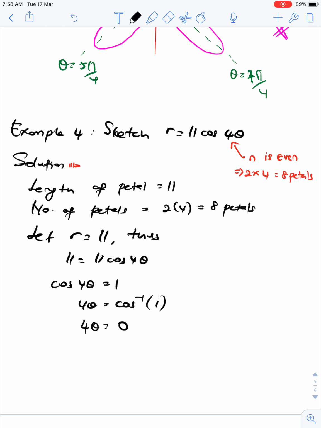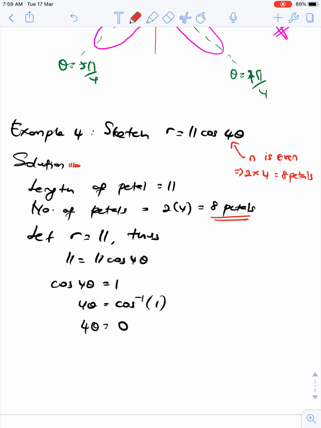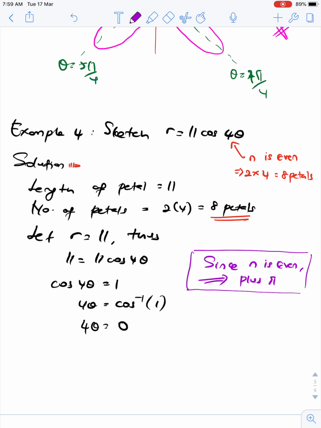So in this example, how many angles do we need to find? Since we have 8 petals, we need to find 8 angles. Okay? And in this case, since n is even, we need to plus pi. Okay? When n is even, plus pi. But when n is odd, plus 2 pi. So in this case, n is even, so we need to plus pi.